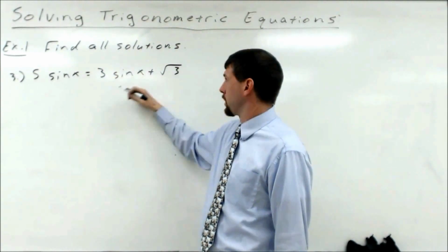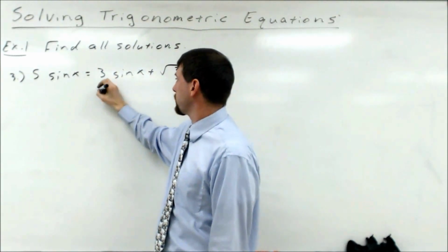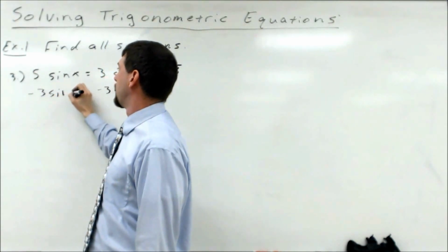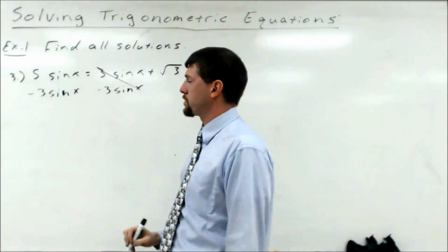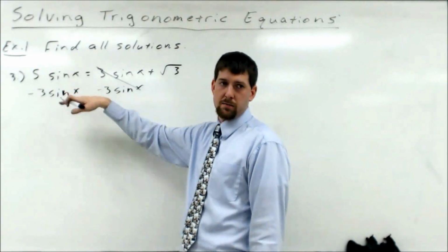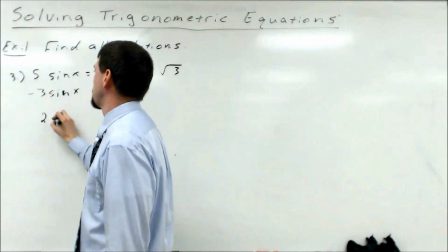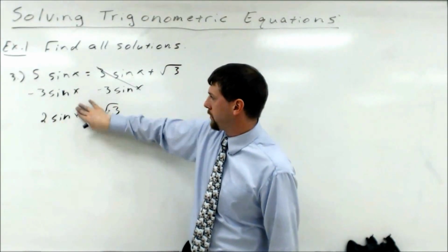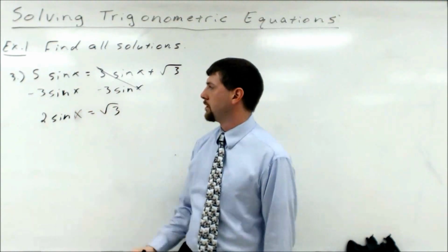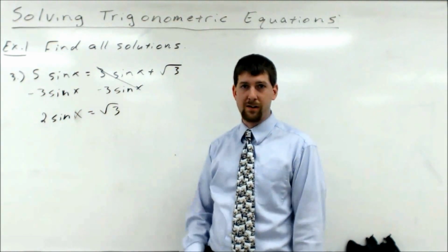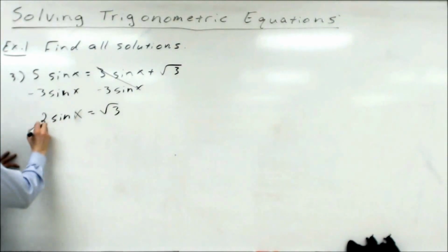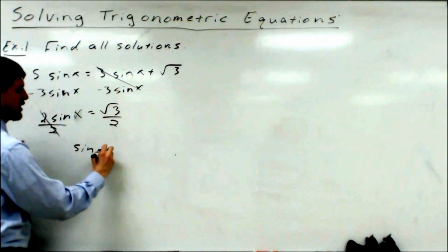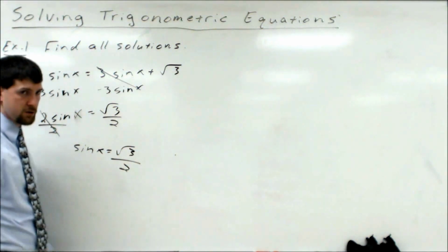Well, this is a term because it's being added to something else. So I'm just going to subtract 3 sine of x to the other side of the equal sign. 5 sines minus 3 sines leaves us 2 sines equals square root of 3. How do we finish isolating sine? It's 2 times sine, so we're going to divide by 2. So divide by 2, so that sine of x equals square root of 3 over 2.